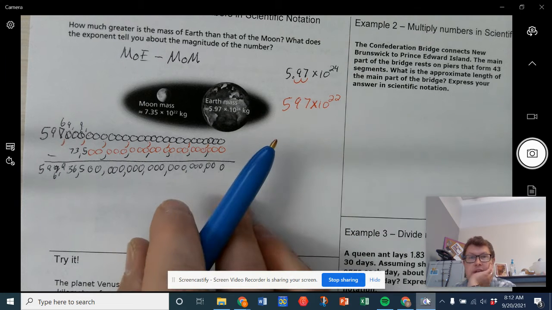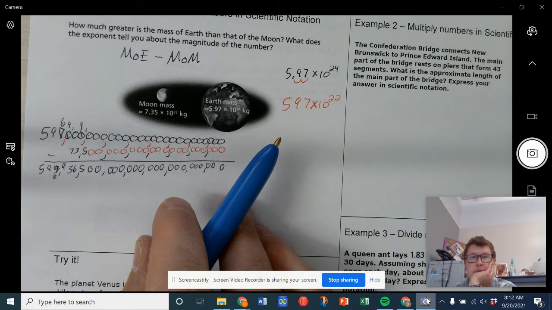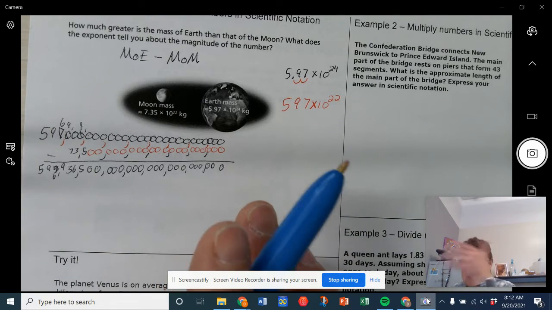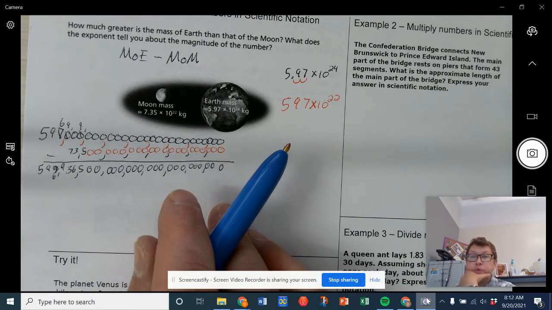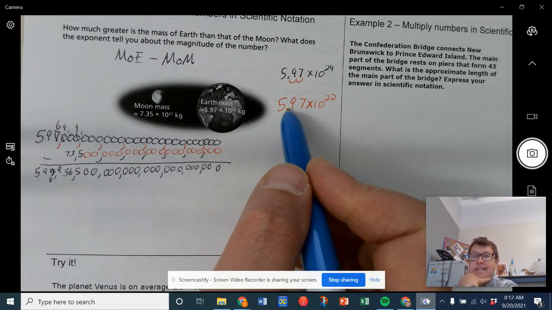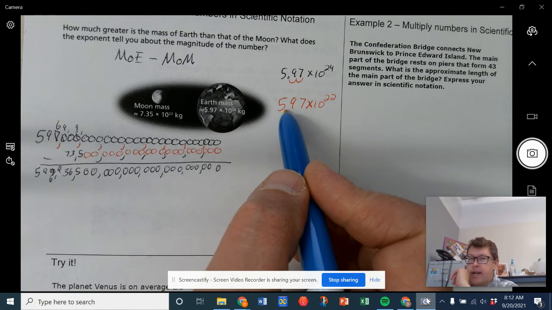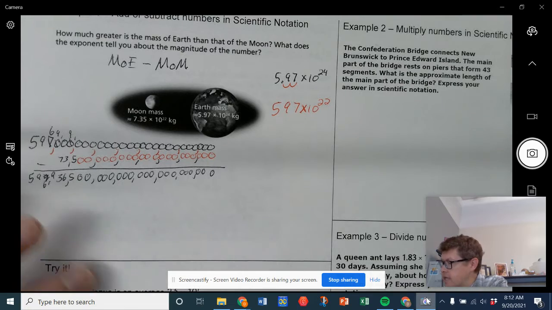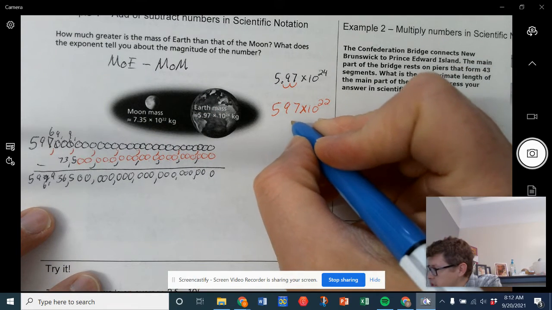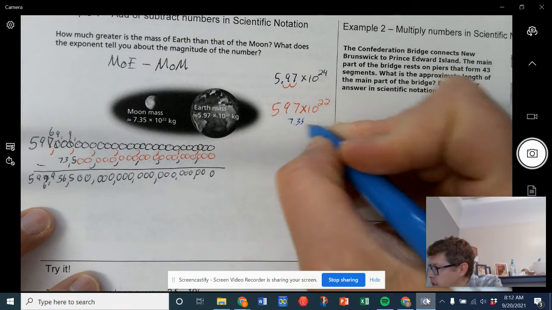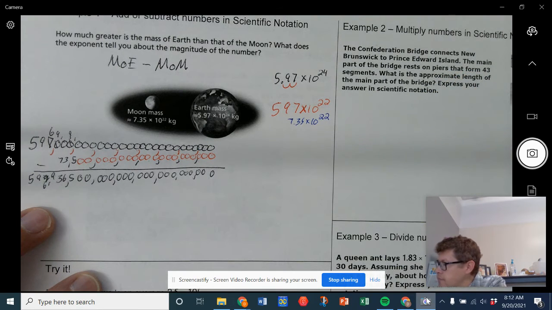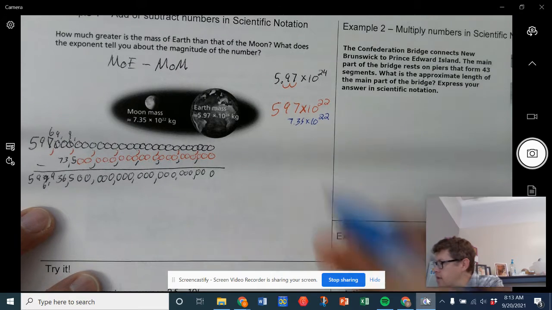And that's the idea here, guys. Because this way, you match your exponents up and then you can subtract them, and it is much, much easier to deal with, right? It's not technically in scientific notation at that point because the decimal's not in between the 5 and the 9. But we're actually just doing the work here, so it doesn't matter for right now. So then we subtract 7.35 times 10 to the 22nd.